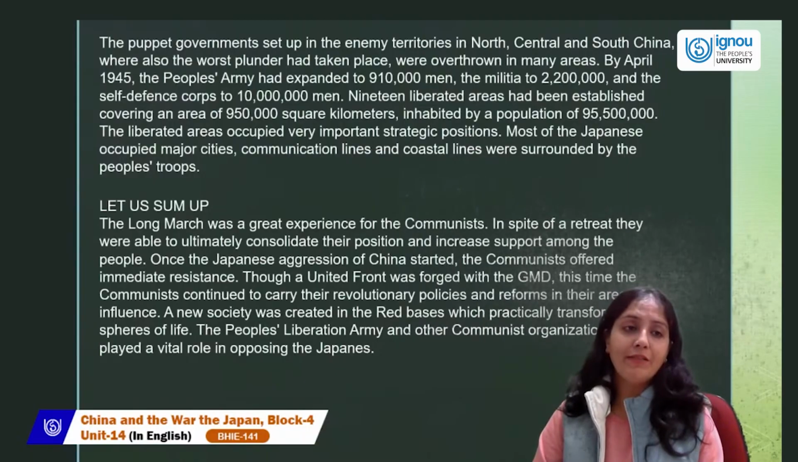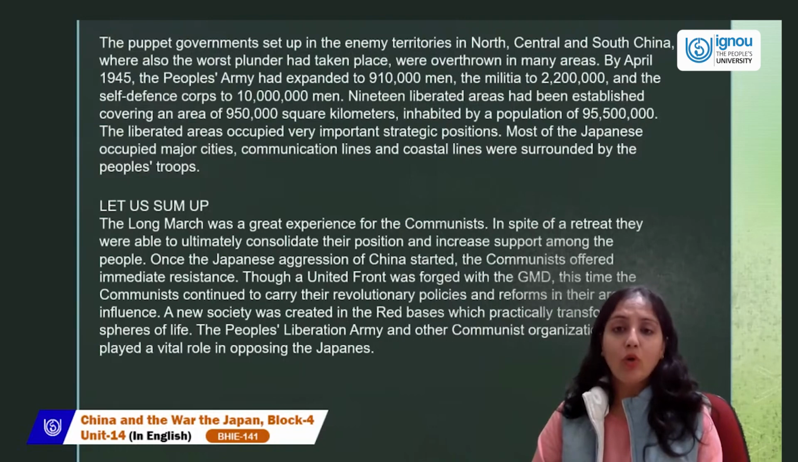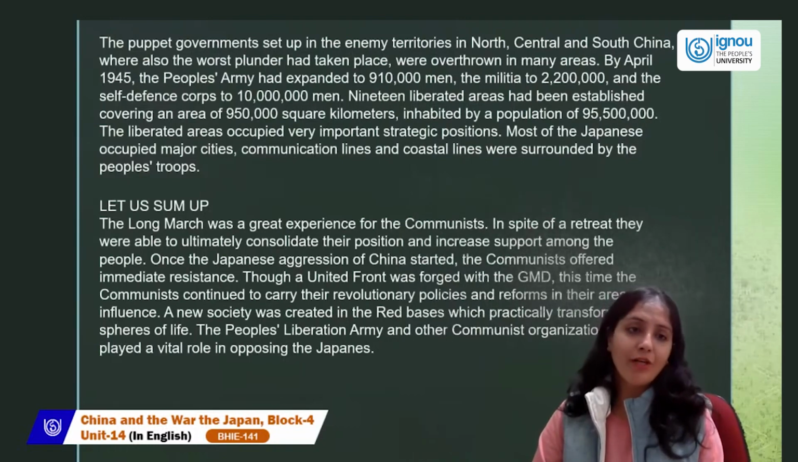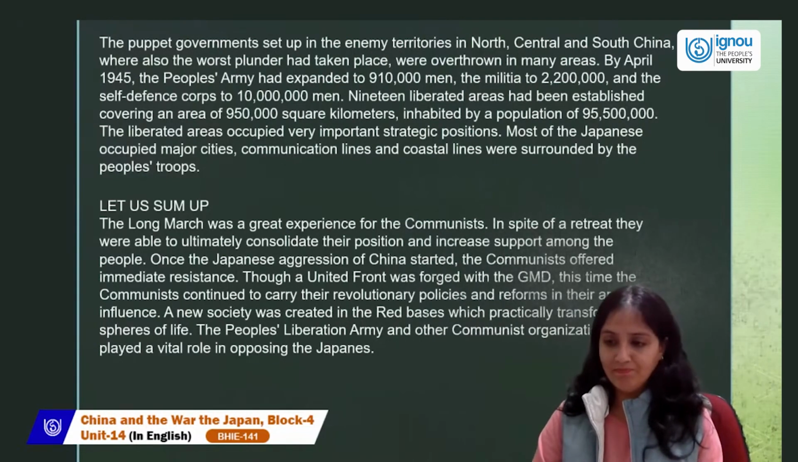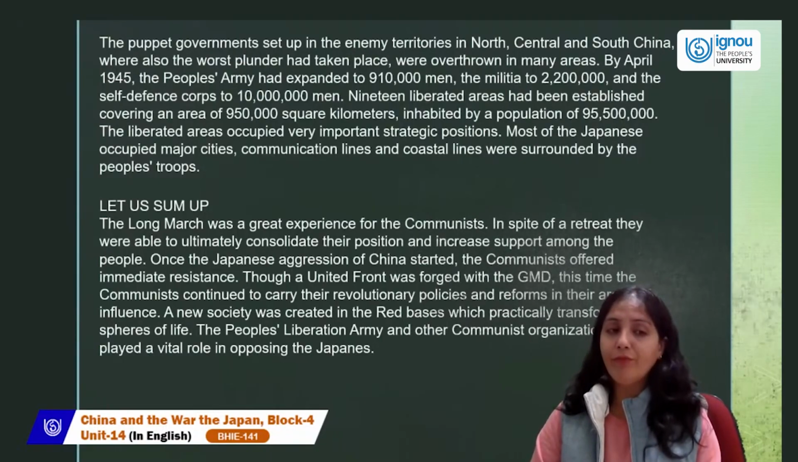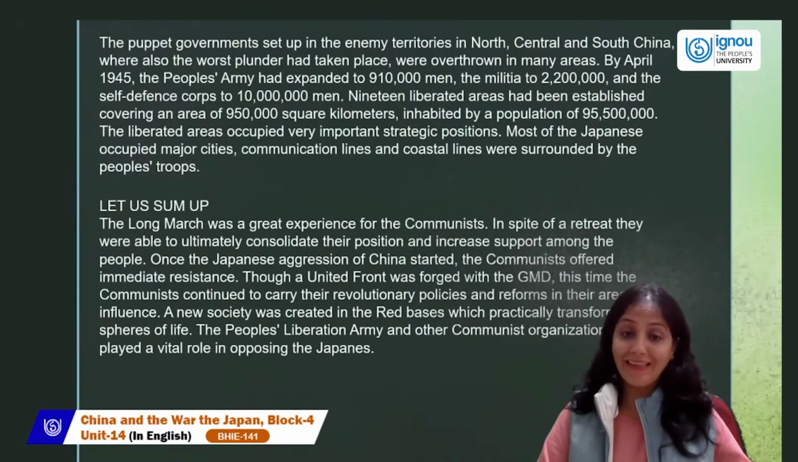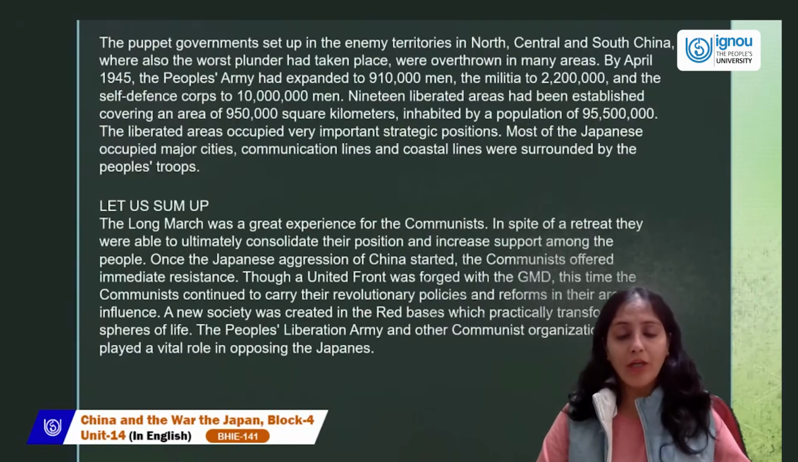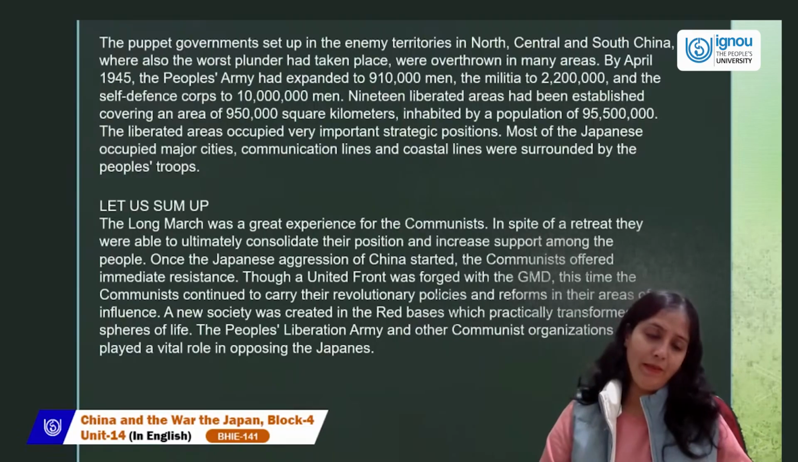Most of the Japanese-occupied major cities, communication lines, and coastal lines were surrounded by people's troops. That was Unit 14, and let us sum up what we have studied in this unit. The Long March was a great experience for the communists. In spite of retreat, they were able to ultimately consolidate their position and increase support among the people.